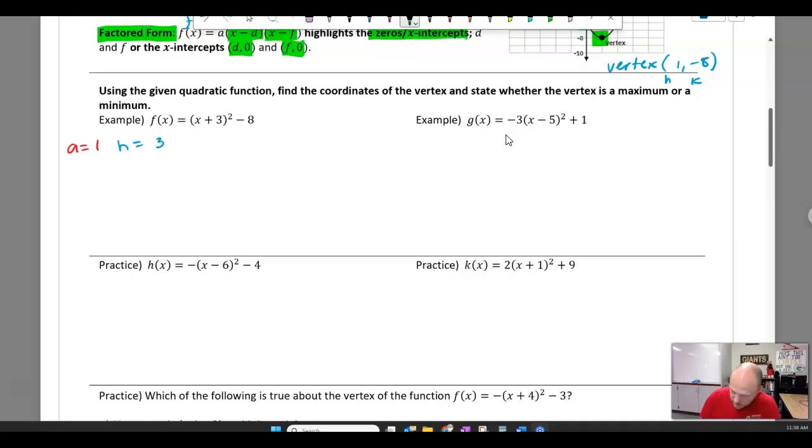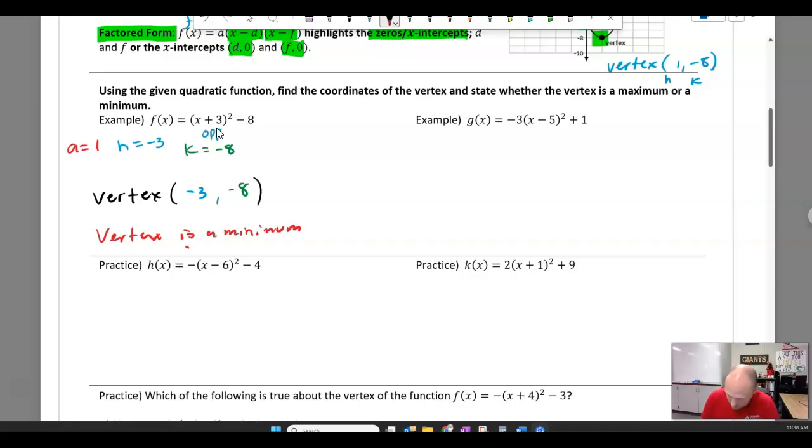Our a value is 1, h is -3 because it's always the opposite. I almost got caught. And then your k value here is -8. So this means that our vertex will be h comma k, -3 comma -8. There you go. Now it's also important to know that this vertex is a minimum.